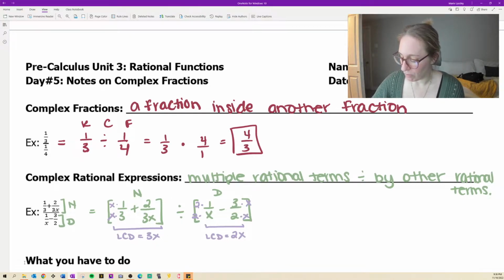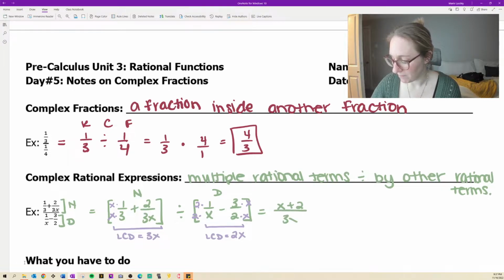All right, so moving right along, I'm going to go ahead and combine those. So my numerator now becomes 1 times x, so x plus 2 all over 3x divided by 2 times 1, so 2 minus 3 times x, 3x, all over 2 times x.